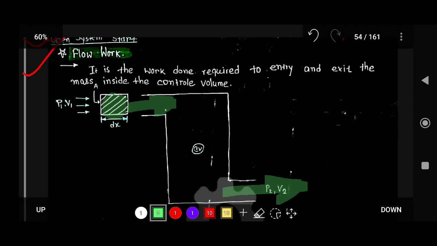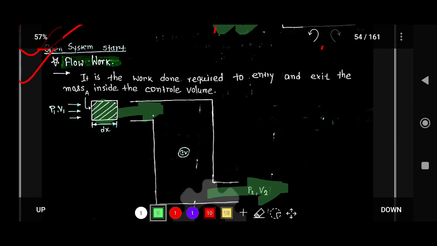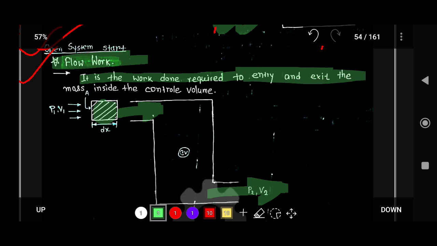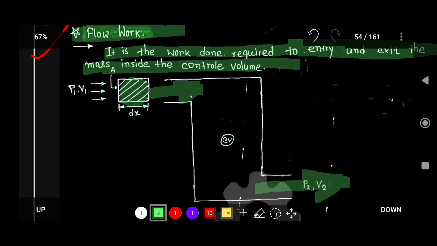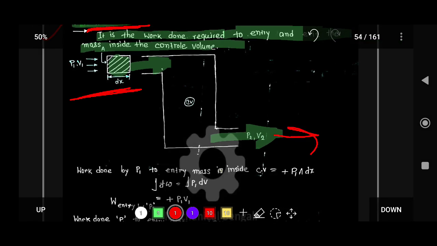So what is open system or flow work? It is the work required to enter the mass or exit the mass inside the control volume. Open system means there is energy and mass transfer through the control volume, and if you want to find out the work, then it is known as flow work. What is the work required to enter the mass inside the control volume? This is the entry work. And what is the work required to exit the control volume? This is the exit work. This is basically known as flow work.